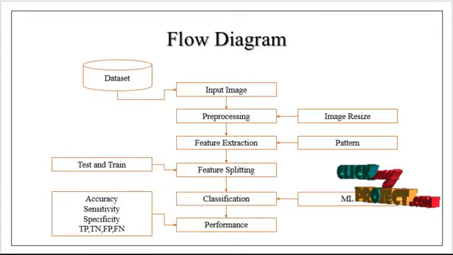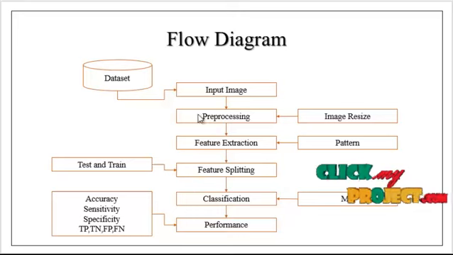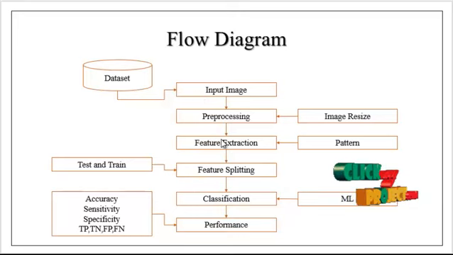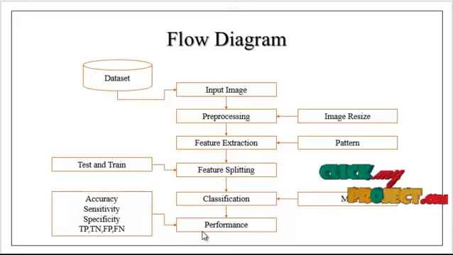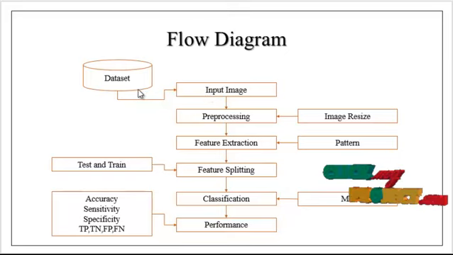Now we are going to discuss the overall working flow of this project. This project consists of the modules input image, pre-processing, feature extraction, feature splitting, classification, and finally performance estimation. At first, the input image is taken from the dataset. The dataset consists of several kinds of animal images.